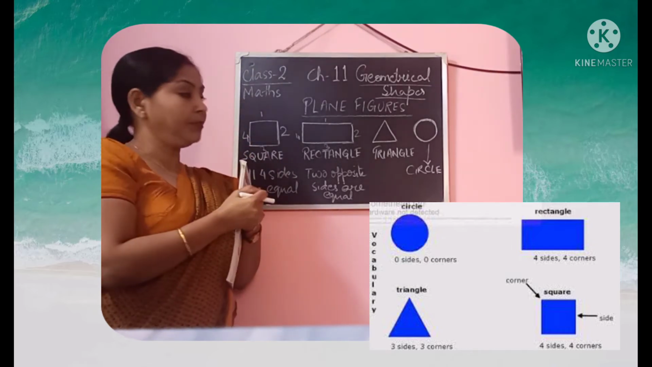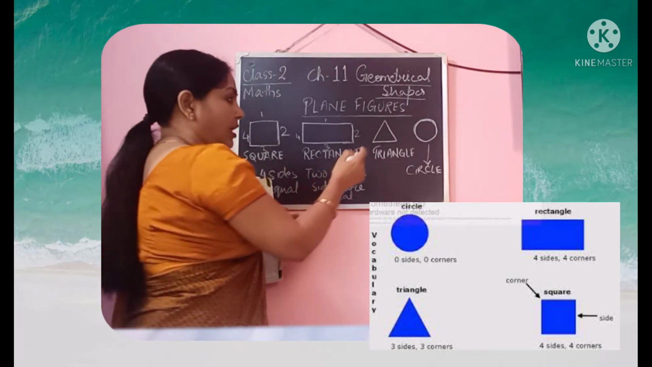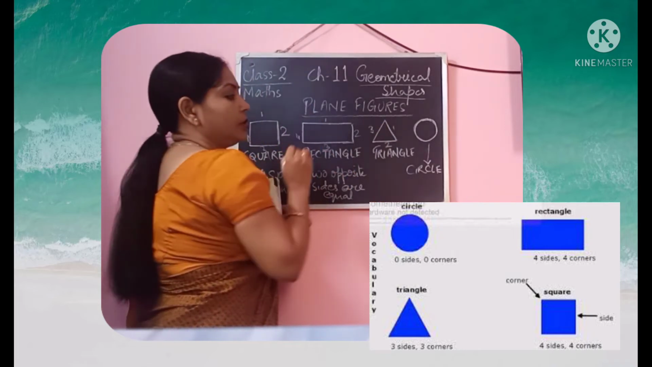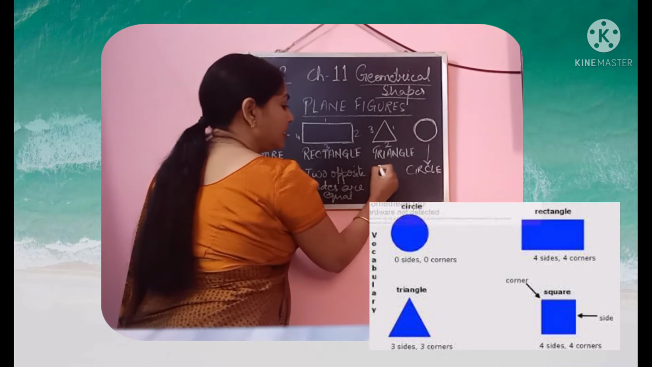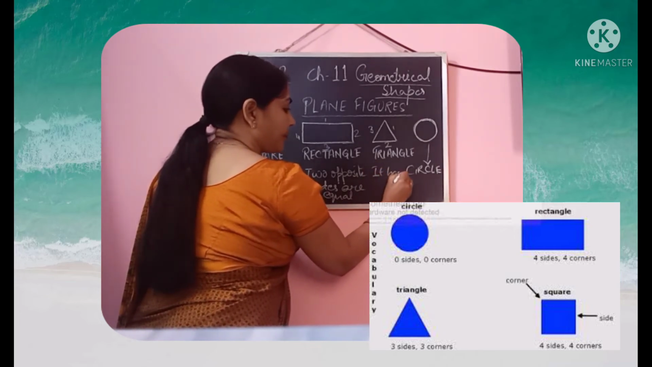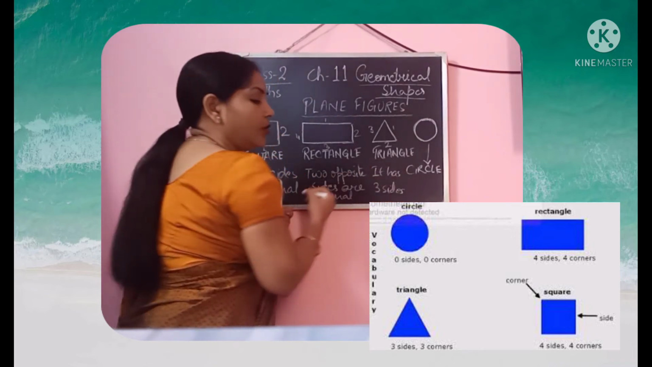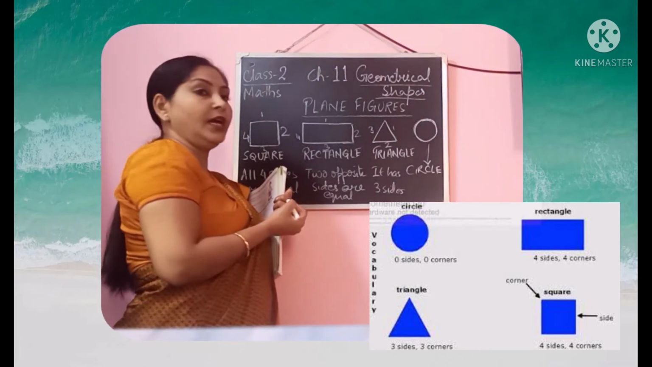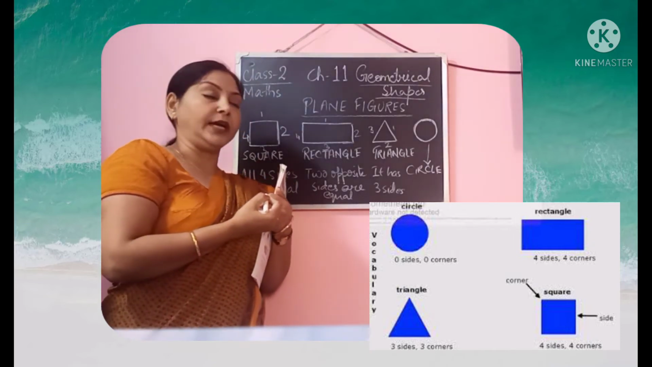Coming to the next shape, that is the triangle. In a triangle, how many sides are there? Count. 1, 2, 3. So it has 3 sides. A triangle has, I'm writing, 3 sides. How do we identify a triangle? We will count the number of sides. A figure which has 3 sides is called a triangle.